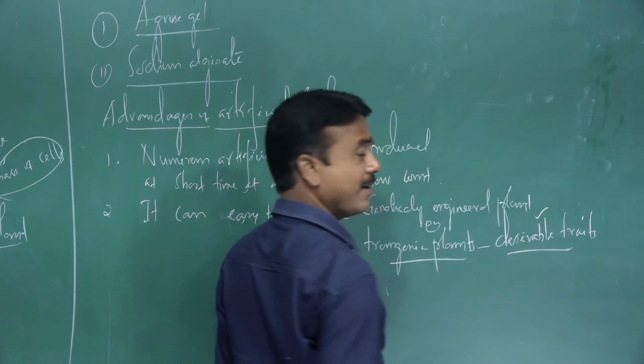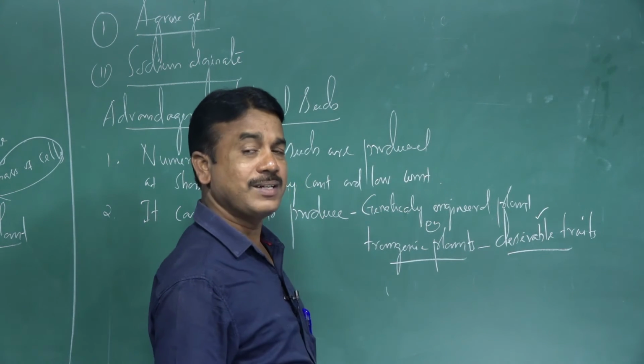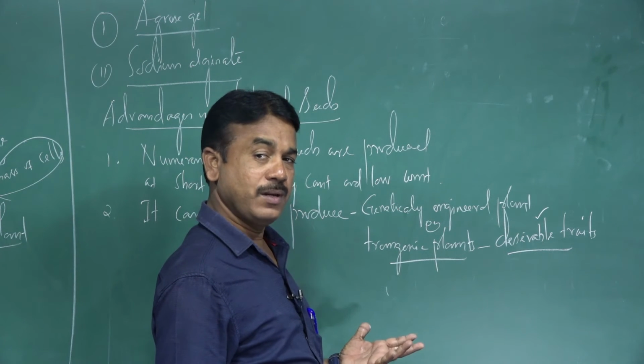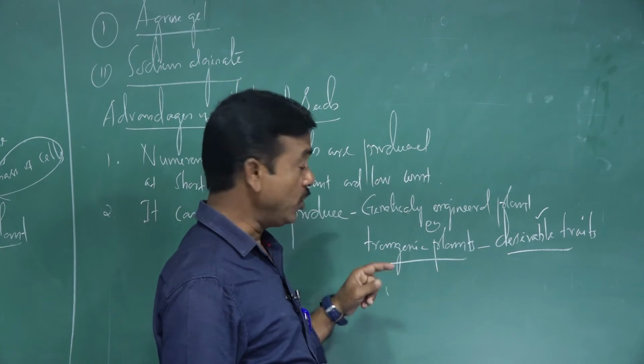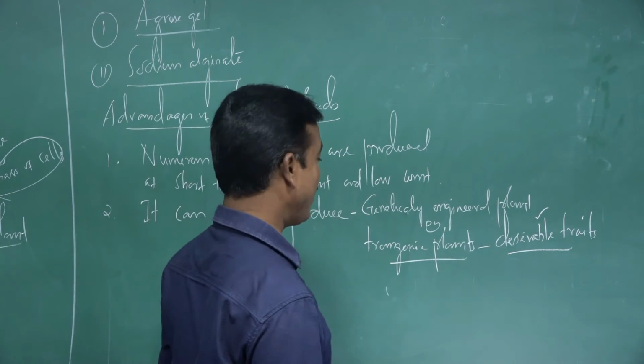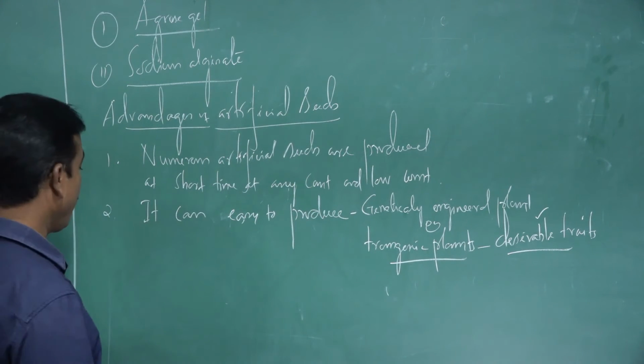So what do we mean by desirable traits? It is the gene of interest. That kind of gene must be present to be considered a desirable trait. That's the second thing.